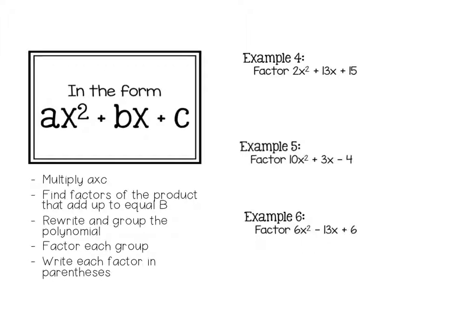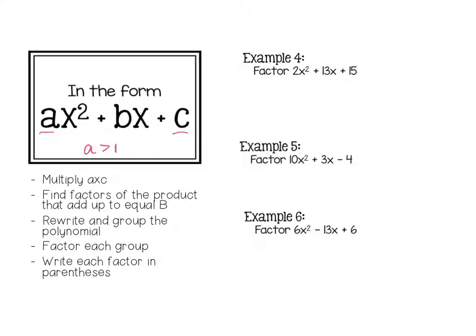Next, we're going to talk about what we do when we have ax squared plus bx plus c when a is greater than 1. The first thing we have to do is multiply a by c, and we're going to find factors of that product that add up to equal b, rewrite and group the polynomial, factor each group, and write each factor in parentheses.